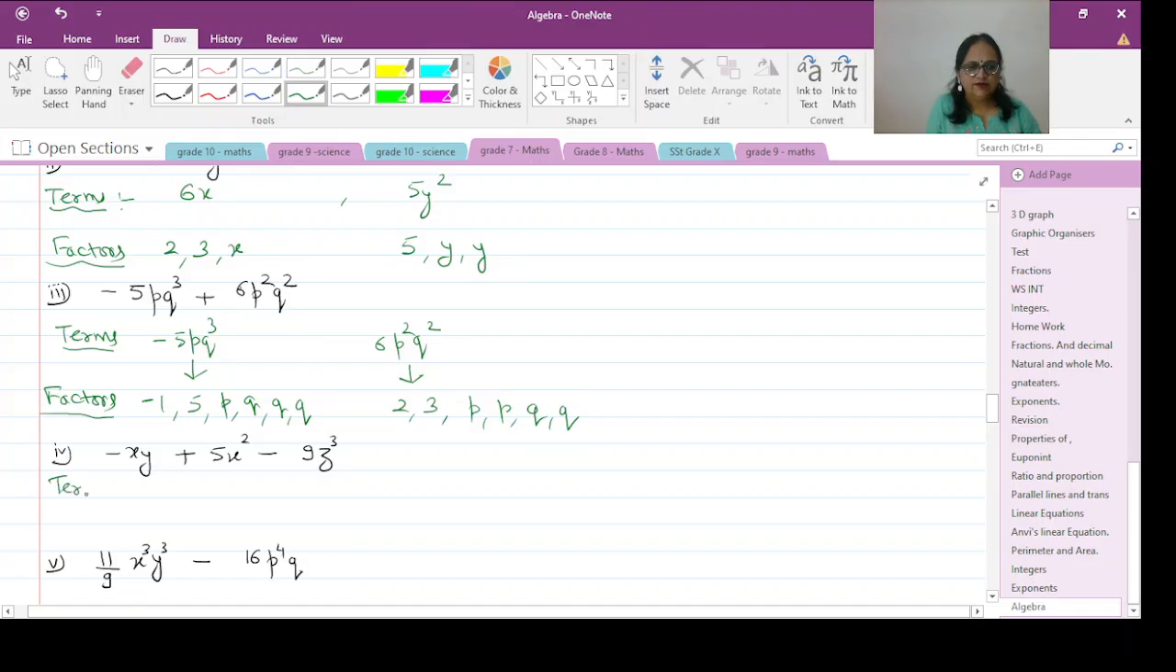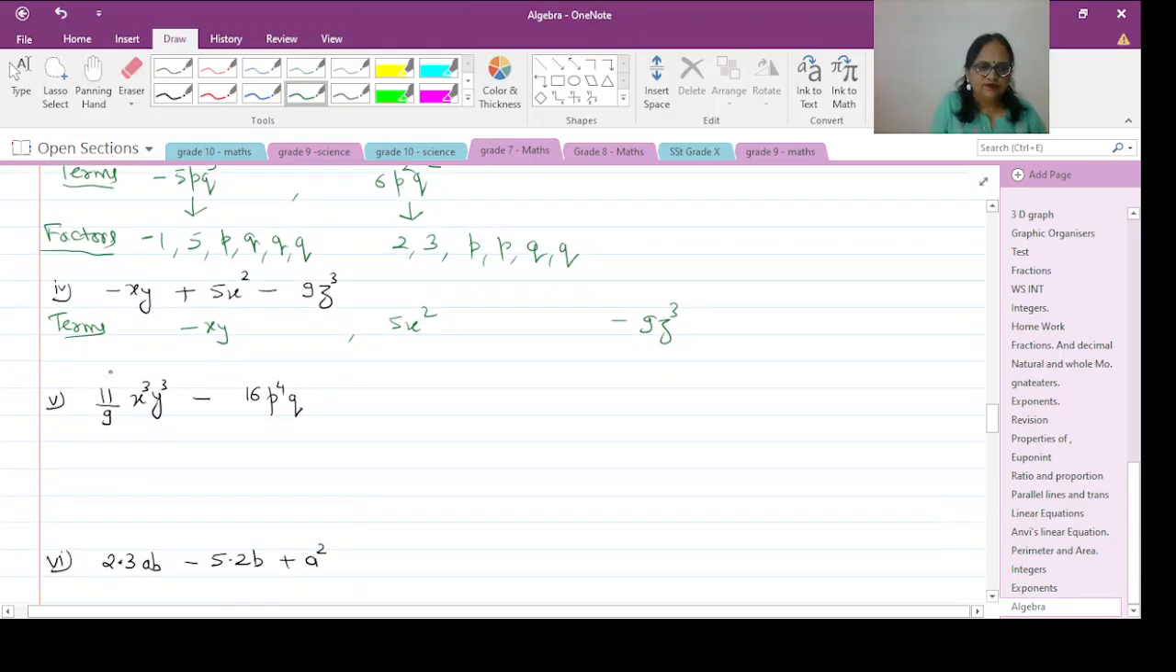Next, terms are minus xy, 5x square and minus 9z cube. You have to take sign, don't forget the sign beta. And the factors are minus 1 x y, here 5 comma x comma x, minus 1 3 comma 3 z z z.